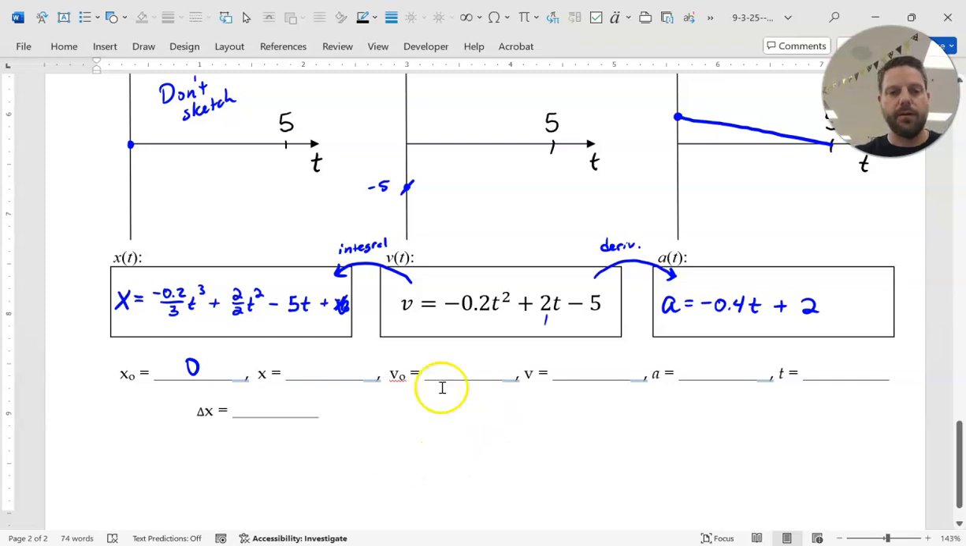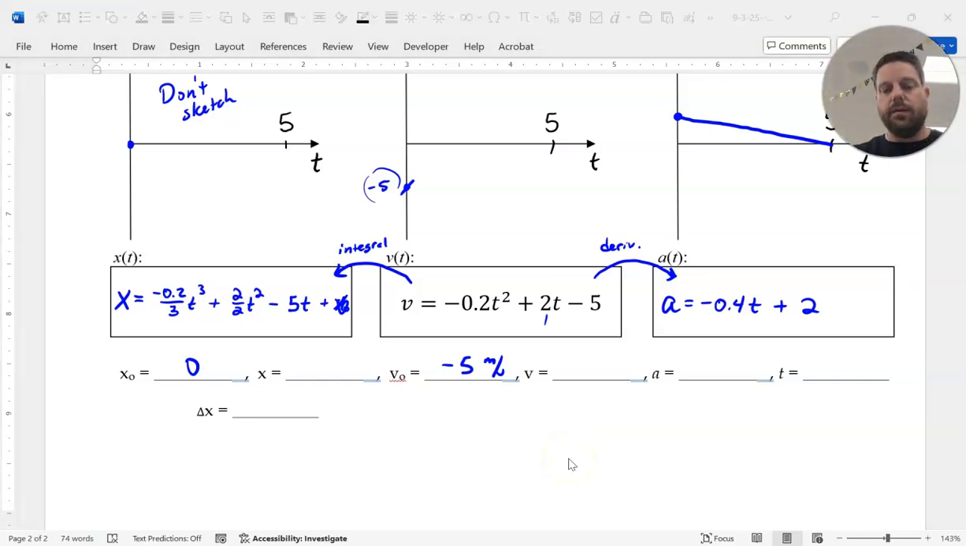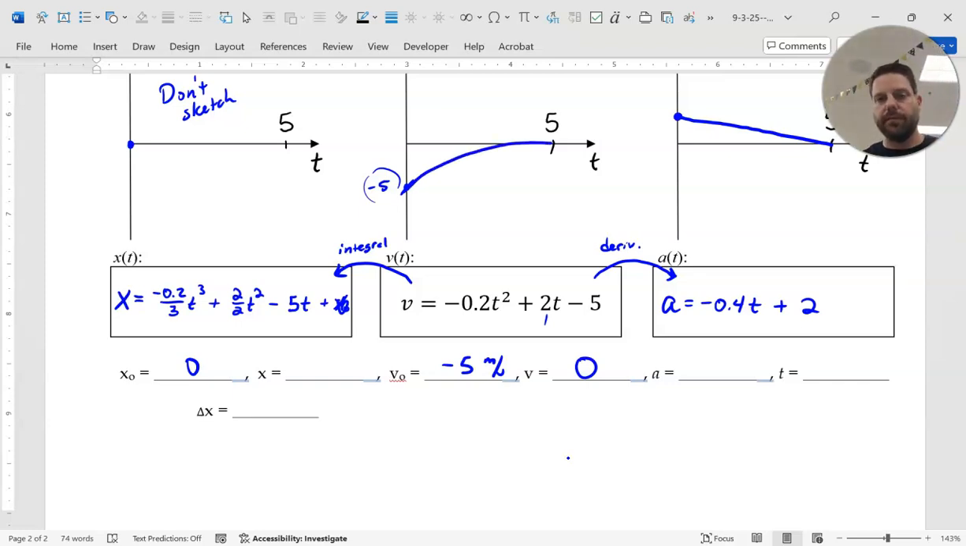All right, so let's start with v naught. That would be when we have time 0, and we already know that that's going to be -5. That's the y-intercept that we have right here. And our v is going to be subbing in time of 5. So now that I've subbed this in, -0.2 times 5 squared plus 2 times 5 minus 5, you actually do get 0. And so I was justified in making this end at 0, but I didn't know that technically until I calculated that value.